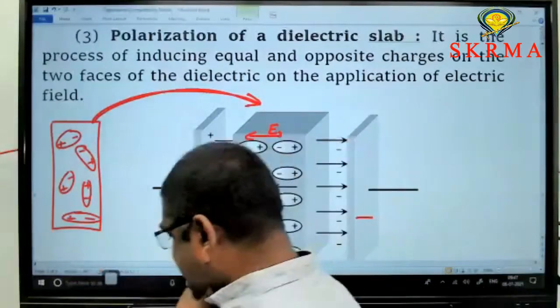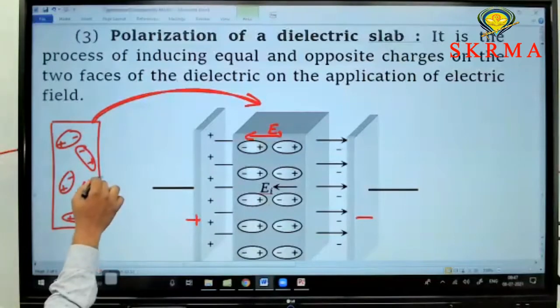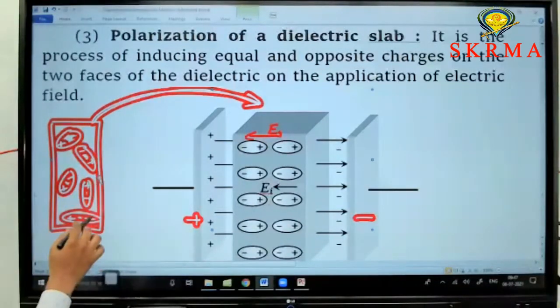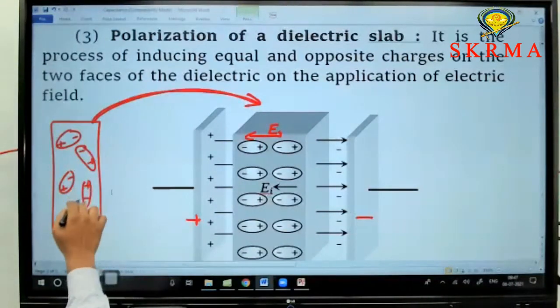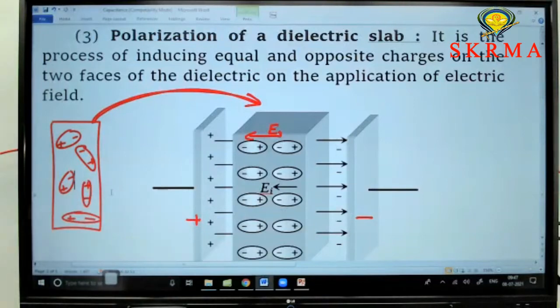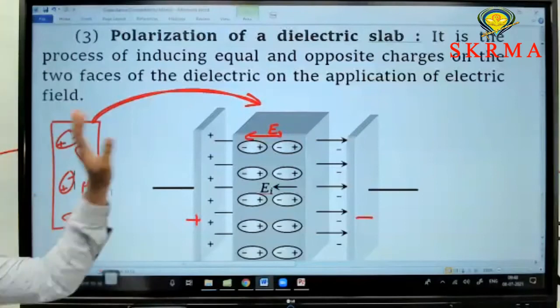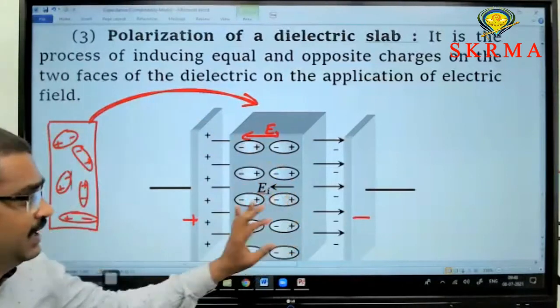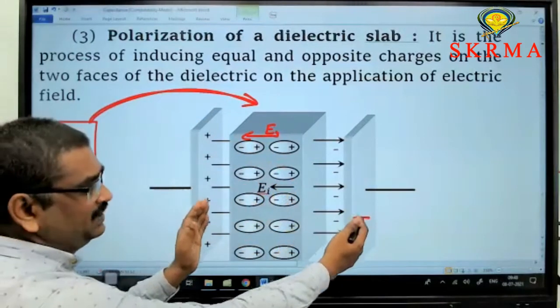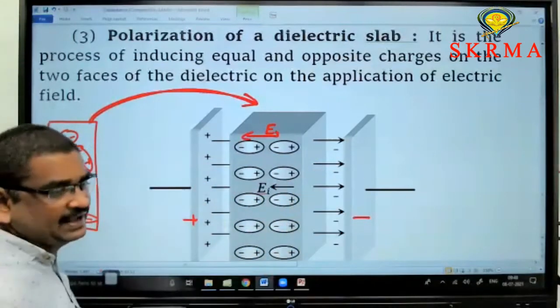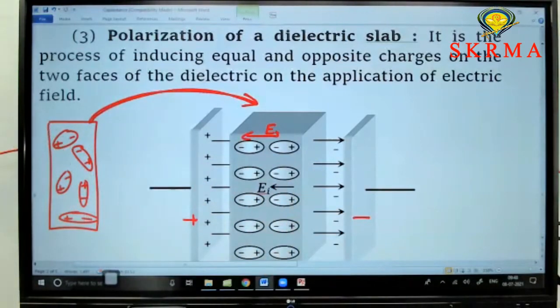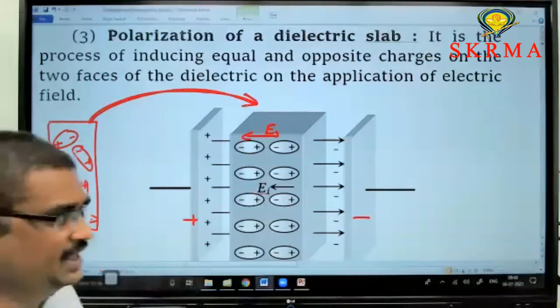What is meant by polarization? So this is one dielectric. Dielectric means dipoles are arranged in a random way. If you place this dielectric within an electric field or between two capacitor plates, the dipoles are arranged in the direction of the field. That process is called polarization.